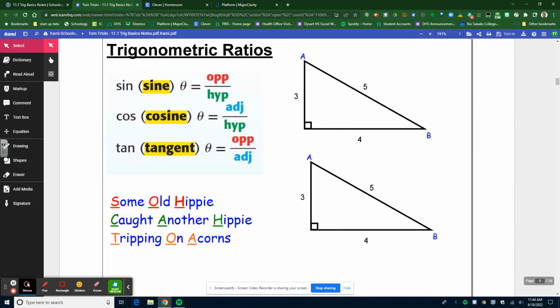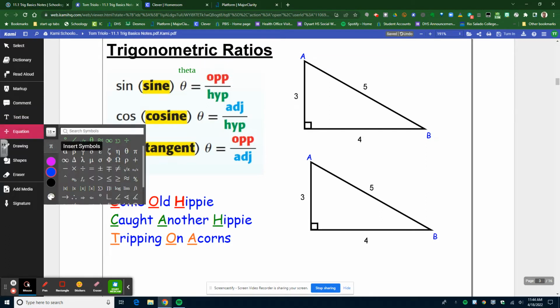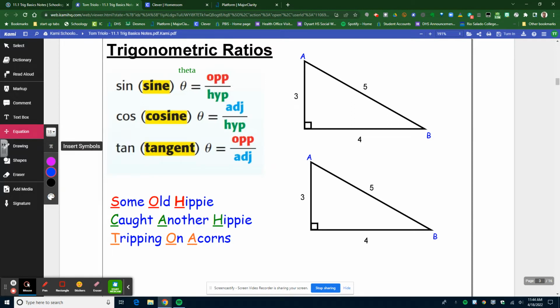Sine, cosine, tangent. You should be familiar with this symbol. If not, make a text box right above it. That is called theta. That is a Greek letter. If you go to your equation editor, all the Greek letters are on the top two lines. It is at the end, right before pi. So we will be using that from time to time.